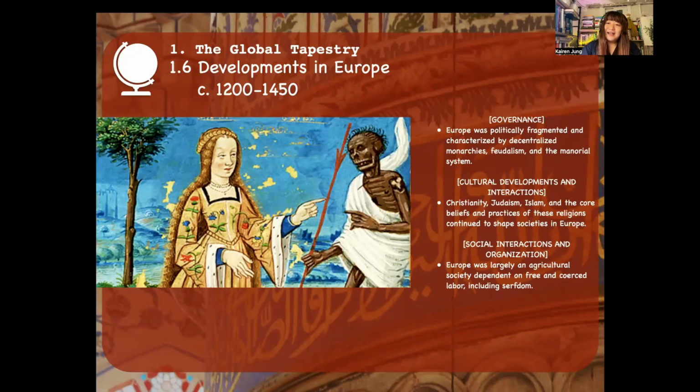Europe was politically fragmented and characterized by decentralized monarchies, feudalism, and the manorial system. Christianity, Judaism, Islam, and the core beliefs and practices of these religions continued to shape societies in Europe. So you want to know about those cultural developments and those social interactions. Social interactions and organization. Europe was largely agricultural, dependent on free and coerced labor, including serfdom.